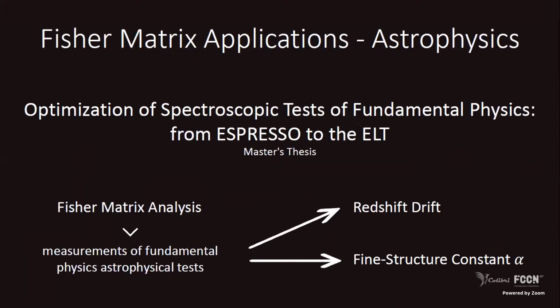So I have introduced you to the Fisher matrix analysis. And now I want to introduce to you a particular case in astrophysics. In fact, it's my master thesis, entitled Optimization of Spectroscopic Tests of Fundamental Physics from ESPRESSO to ANDES. I used the Fisher matrix analysis on measurements of fundamental physics, astrophysical tests. In fact, I used the redshift drift and the fine structure constant, alpha. You probably don't know them, so I will explain a little bit about them.